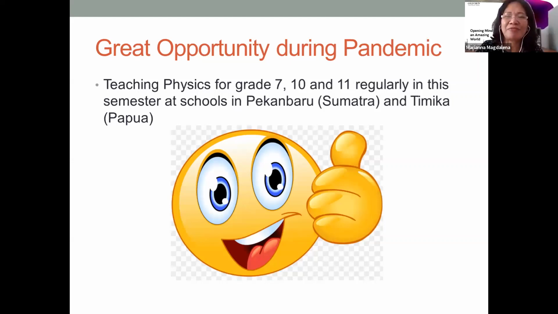And then the other great opportunity, I'm now teaching physics for grade 7, 10, and 11 regularly this semester. I could not do this last time because I was so busy with the training, going from one place to another place. Now I have made a commitment that I will teach physics for grade 7. Last week was the first day to meet the students in Pekanbaru and Timika. And guess what? They were very happy studying science, especially physics, and they can hardly wait for another session this week. So I'm very enthusiastic to teach the students during this distance class.